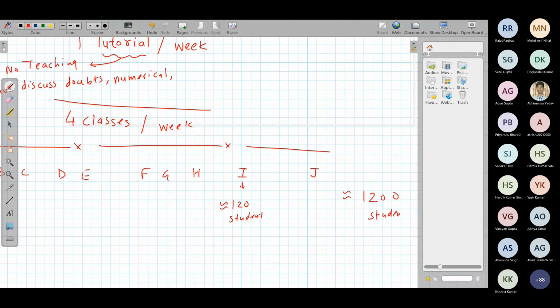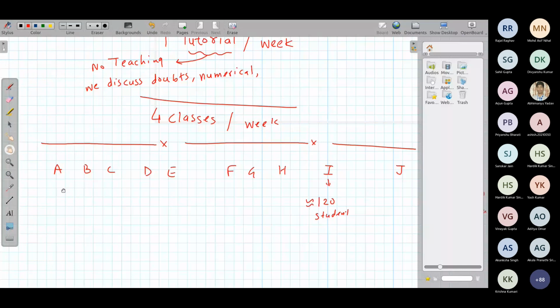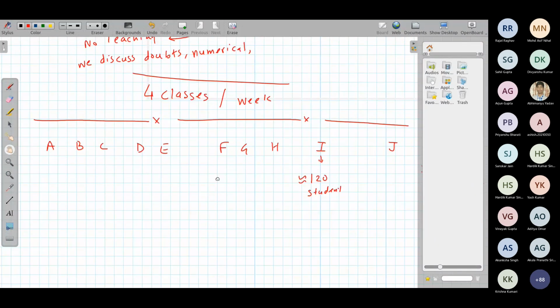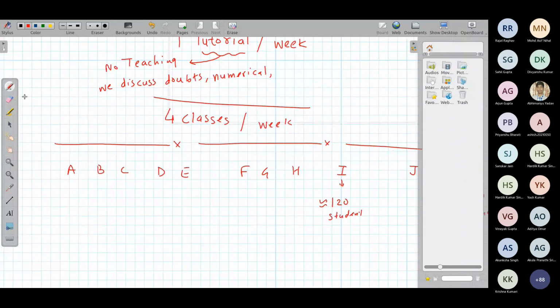So in this class, we should have roughly 120 students. I'll teach a class of 120 students. Similarly, some other faculty will teach some other class of 120 students. So there are 10 lecture classes. 10 into 3 total lecture classes per week. 3 lecture classes for one group. There are 10 groups. So these many classes run for BTech first year.